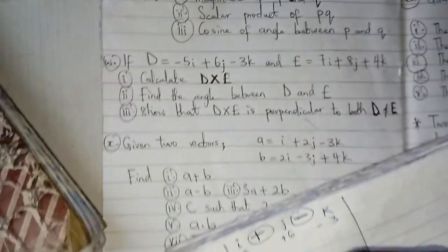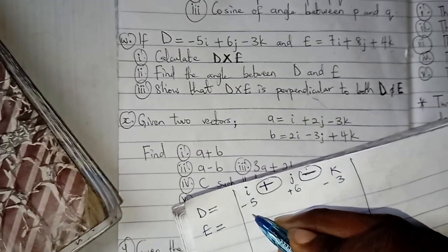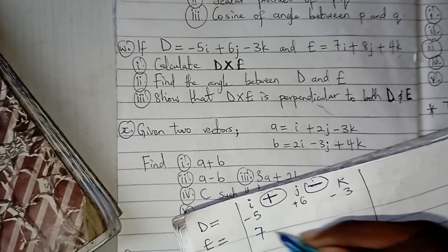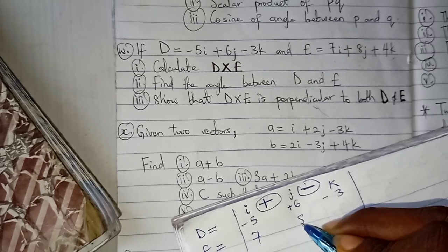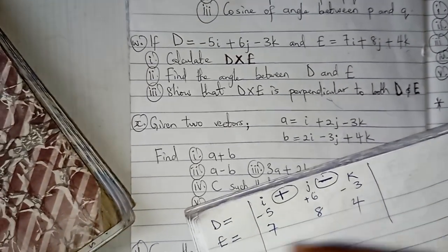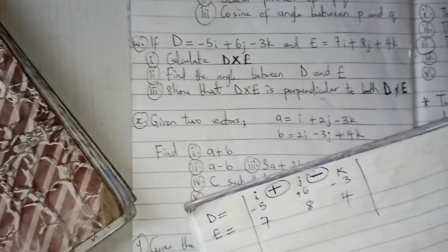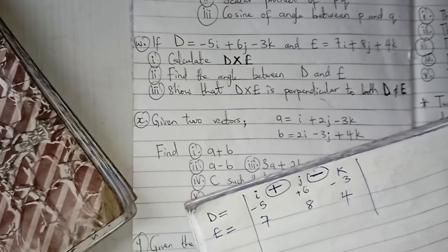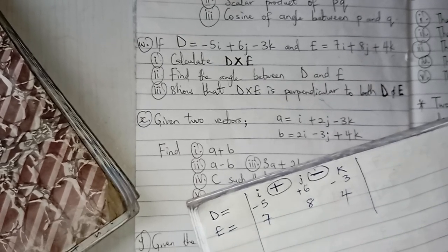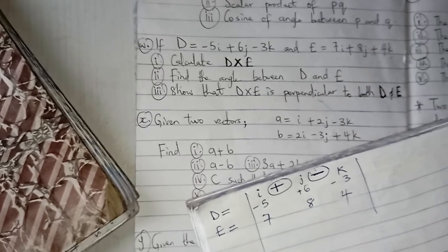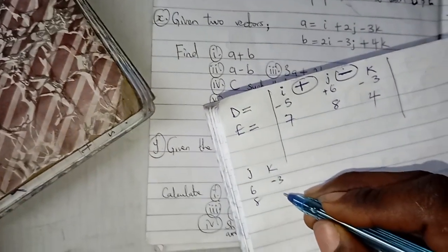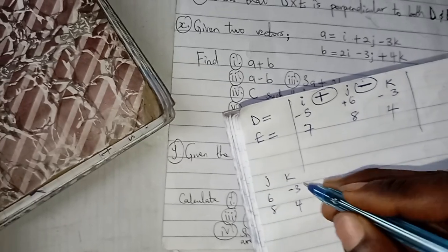Now again, on the E part, I have 7 for i, then 8, then 4. So to solve for i, I will use j and k. I'll carry the 6, carry the 8, carry the minus 3, carry the 4.